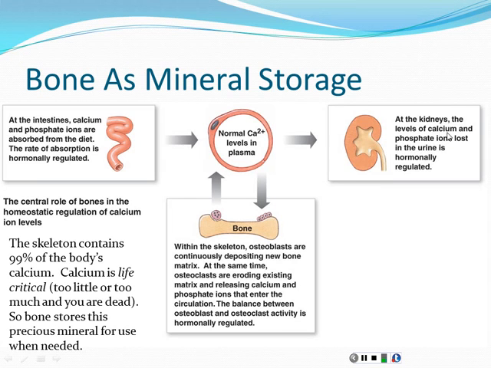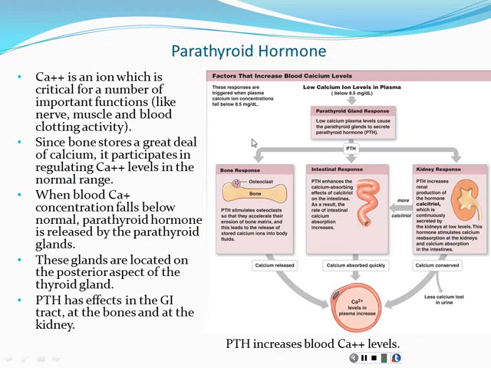So what we'll see is that by the effects of two main hormones, these three players can be altered to alter the amount of calcium that's found in the bloodstream. The first one is parathyroid hormone. And parathyroid hormone raises calcium levels when calcium levels get too low. So when calcium levels drop below normal, parathyroid hormone is released, and parathyroid hormone has effects on those three major players in calcium homeostasis.